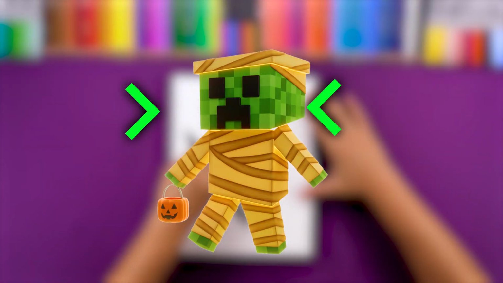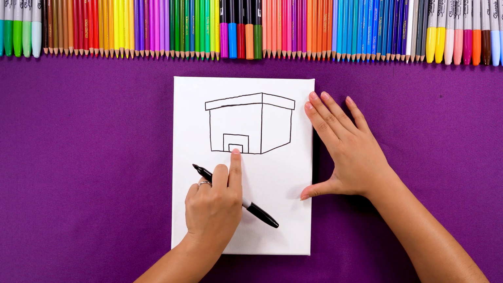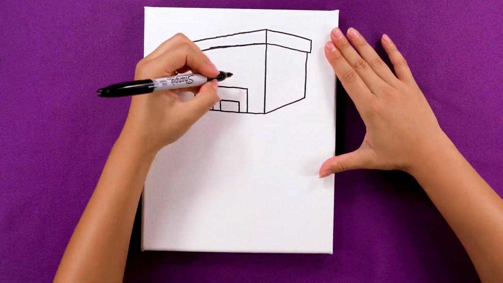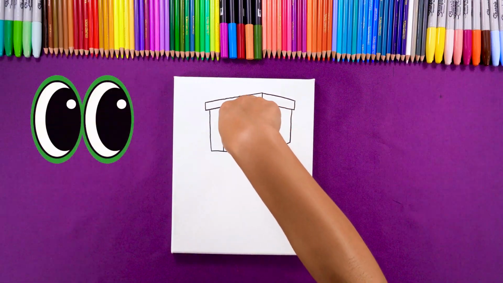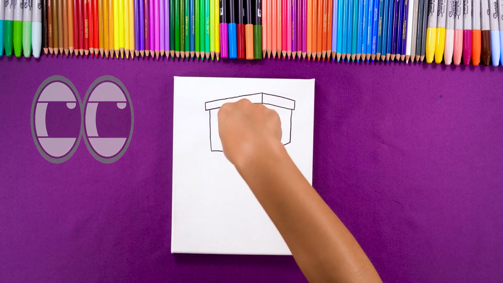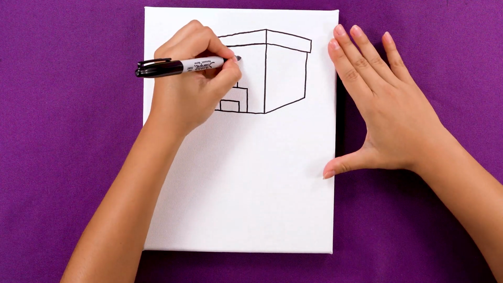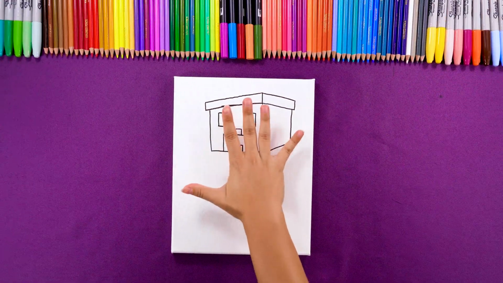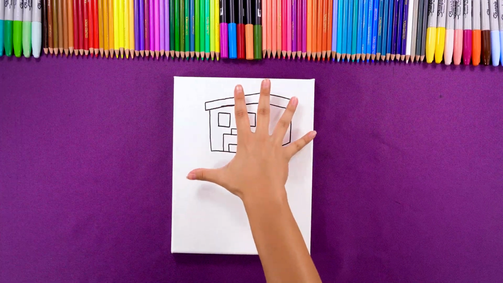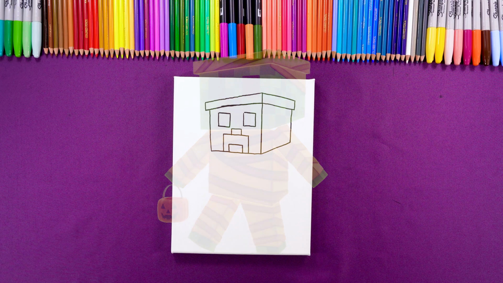And then for his nose, we're just going to make it skinnier than his mouth, and it's going to be right on top. There we have his nose. And for his eyes, we're going to draw two rectangles right next to his nose. So there we have Creeper's face. And what we could continue with is his body. So we're going to make his body 3D too.